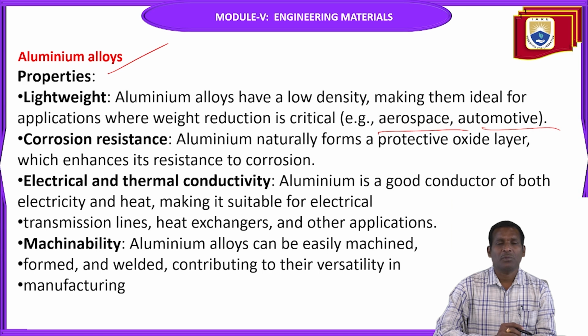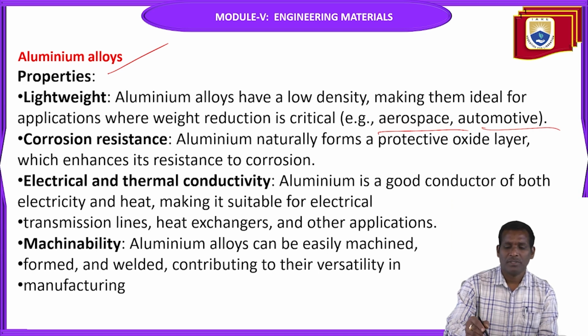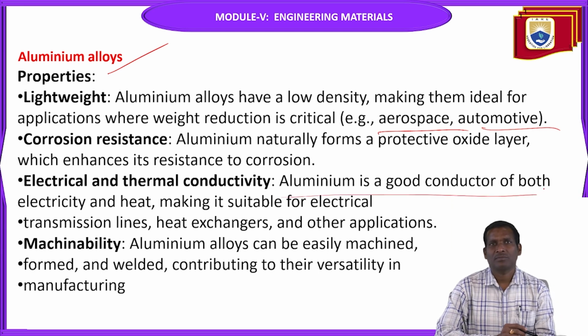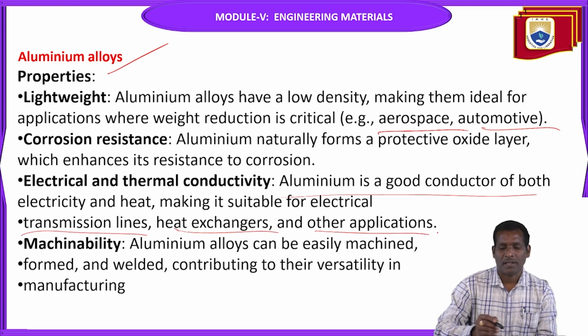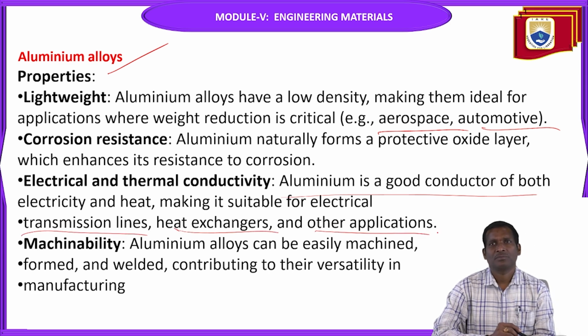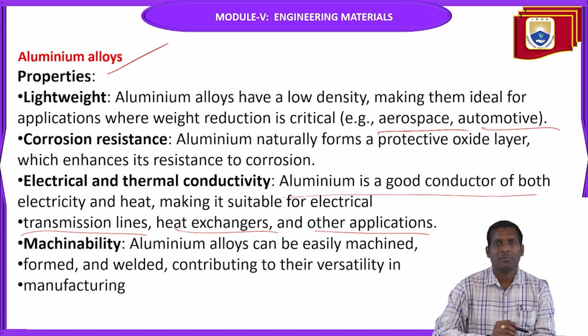Next, electrical and thermal conductivity. Aluminum is a good conductor of both electricity and heat, making it suitable for electrical transmission lines, heat exchangers, and other applications. Machinability: aluminum alloys can be easily machined, formed, and welded, contributing to their versatility in manufacturing.